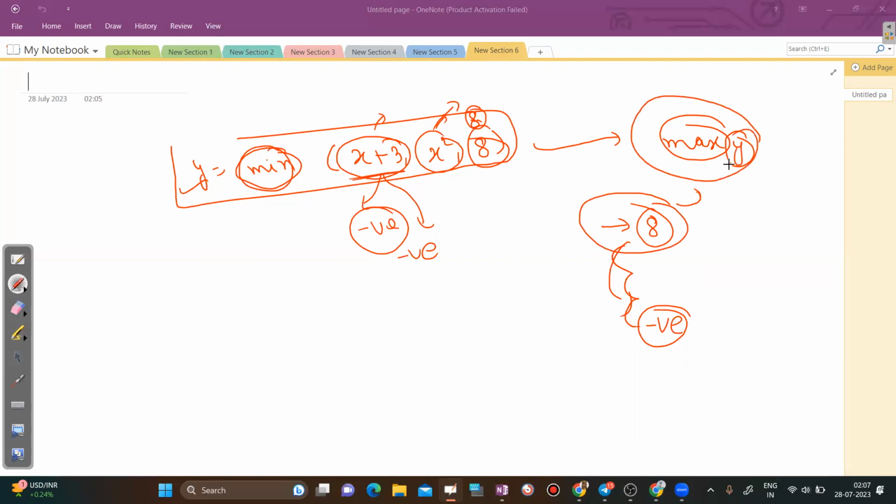So the max of y is how much? 8. So 8 is the max possible value of y. This was a very good question. You need not graph, you just think with an analytical approach and you will be sorted with this.